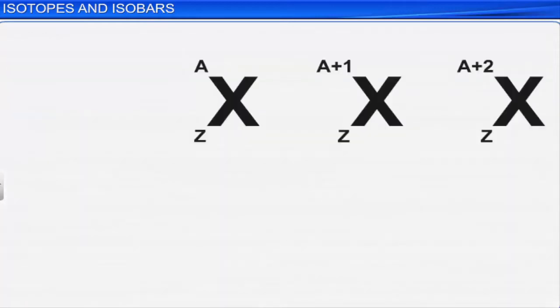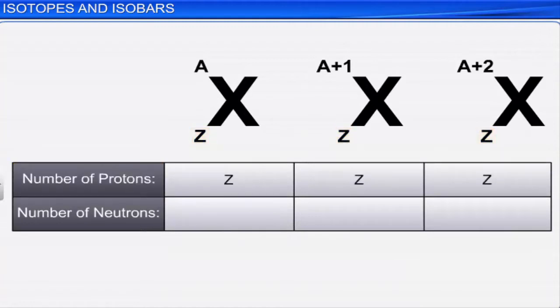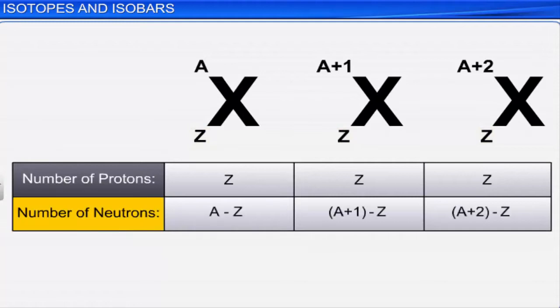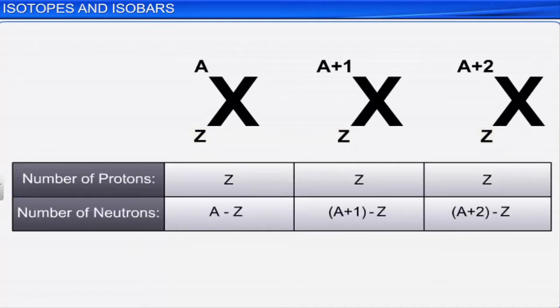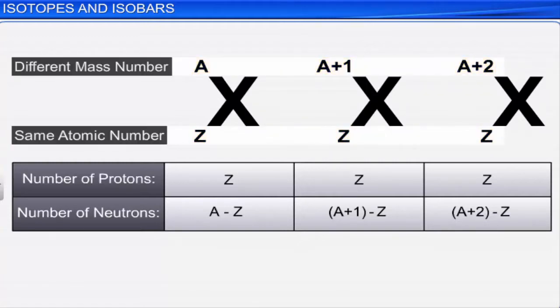In some cases, atoms of the same element may have the same number of protons, that is, the atomic number, but may have different numbers of neutrons. In other words, the atoms have the same atomic number but different mass numbers. Such atoms are called isotopes.